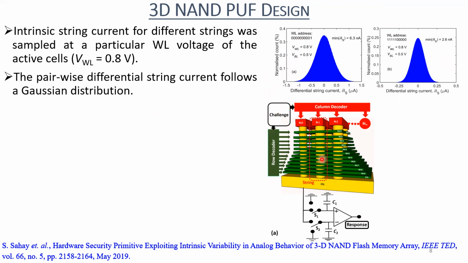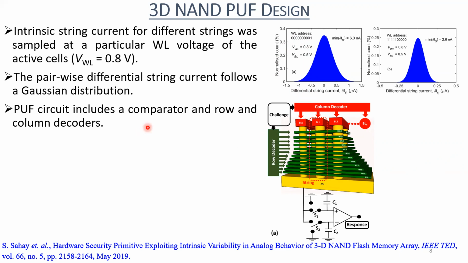Let's say I'm taking bit line 1 and bit line 2 and comparing their currents. So the challenge would comprise this row decoder address, which can be 00001, and then you add to it the column address of the first bit string and the column address of the second bit string. And then you compare their currents and generate a response bit. So this is how you can generate challenge-response pairs. This simple PUF circuit includes one comparator, a row decoder and a column decoder, right?